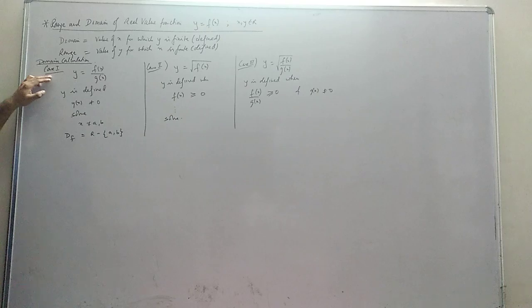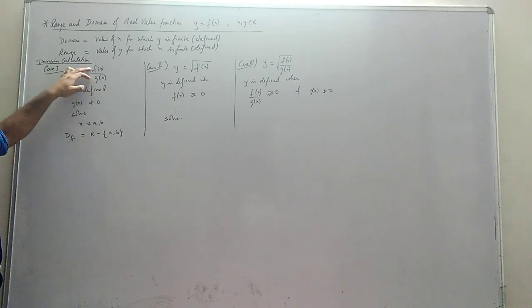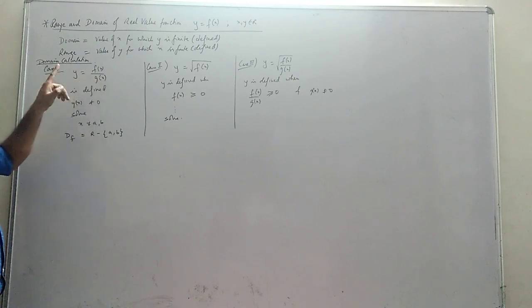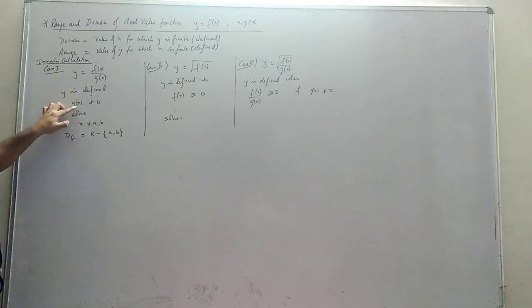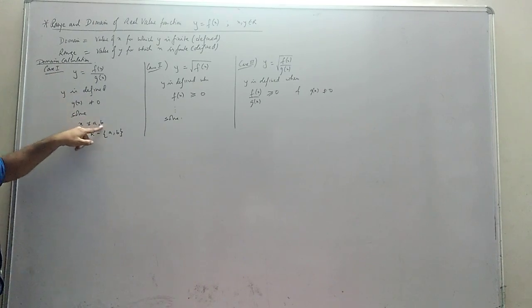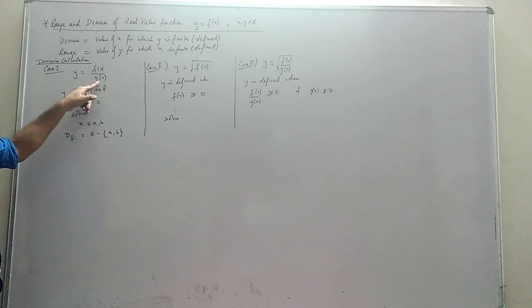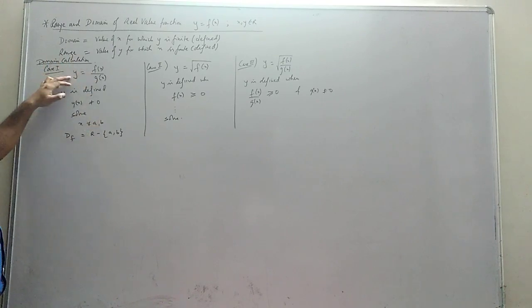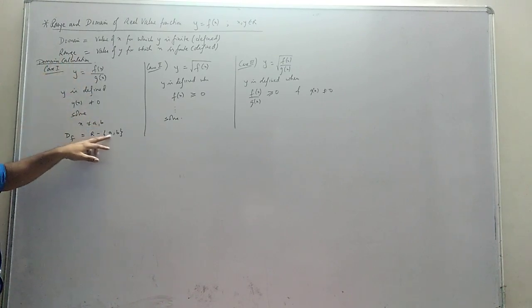Now the first type of question is something by something. You see, if the denominator becomes 0, this becomes infinity. That means the denominator cannot be 0. So y is defined when the denominator, that is g of x, is not equal to 0. Solve it. From there you will get some x not equal to a, b. So what is the domain? R minus, because if I substitute a here, this becomes 0, and if I substitute b here, it becomes 0. But other than a and b, all values give some y value. So R minus {a, b}. That means the domain is all real numbers except these two numbers.